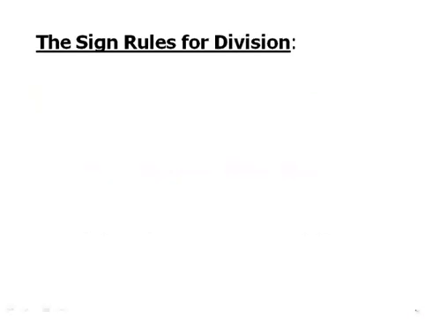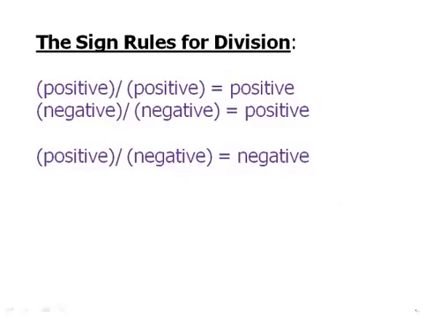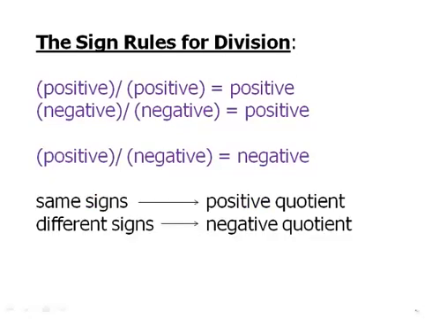The sign rules for division. You'll notice these are quite similar. Positive divided by positive, that equals positive. Negative divided by negative, the negatives cancel, we get positive. Positive divided by negative or negative divided by positive, we get negative. So once again, same signs gives us a positive quotient, different signs gives us a negative quotient.